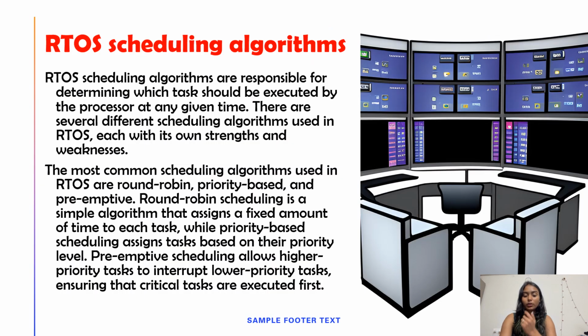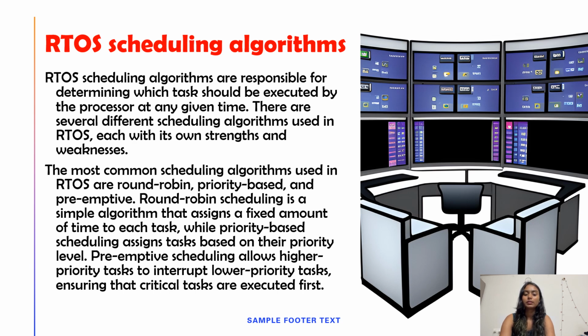So RTOS scheduling algorithms. RTOS scheduling algorithms are responsible for determining which tasks should be executed by the processor at any given time. There are several different scheduling algorithms used in RTOS, each with its own strengths and weaknesses. The most common scheduling algorithms in RTOS are round robin, priority based, and preemptive.